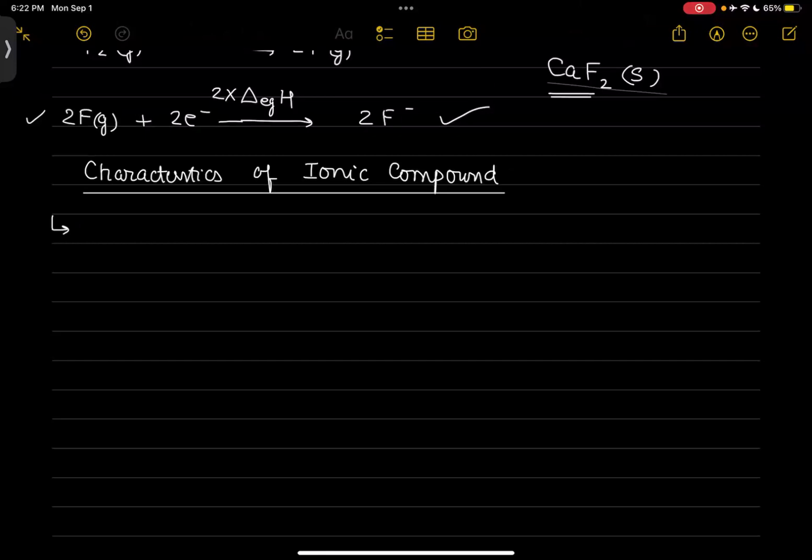Ionic compounds are hard crystalline solids. They are hard and brittle. What do you mean by brittle? They will crack if you apply force, but they are very hard.